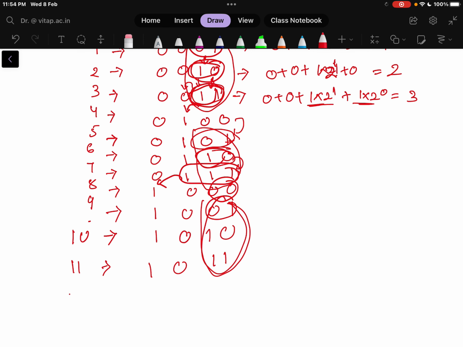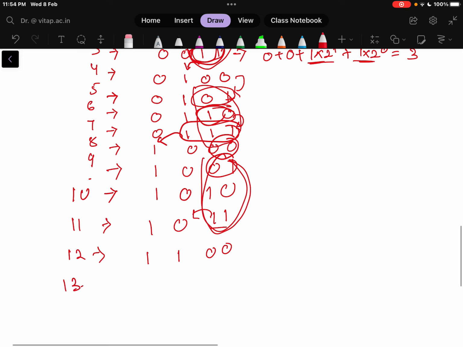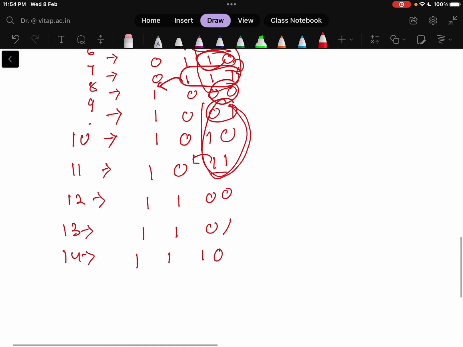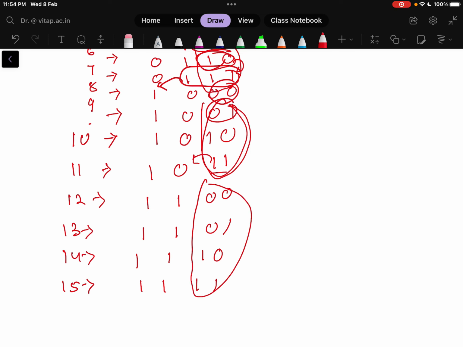After this, for 12, what can I write? 1 0 1 1 is completed. So 1 1 is completed, that means the next bit will be changed. So 1 1 0 0, right? Then for 13 it will be 1 1 0 1. Then for 14 it will be 1 1 1 0, right? Then for 15 it will be 1 1 1 1. So like this you can write. So you can see again this pattern has repeated itself.